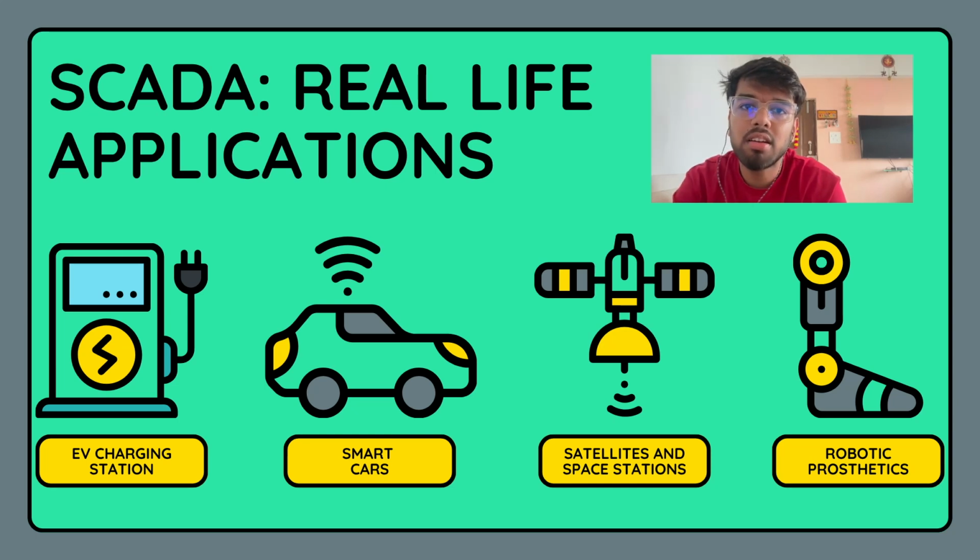We also see SCADA concepts in robotic prosthetics. These devices need sensors to capture signals and control to respond immediately. A SCADA-type setup helps ensure smooth coordination between input sensors and motorized movement, giving better control to users with their prosthetic limbs. Apart from this, SCADA is widely used in power generation plants, oil refineries, water treatment plants, and manufacturing industries. Basically, any system that requires continuous monitoring and control can benefit from SCADA.